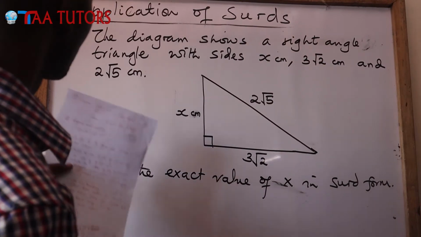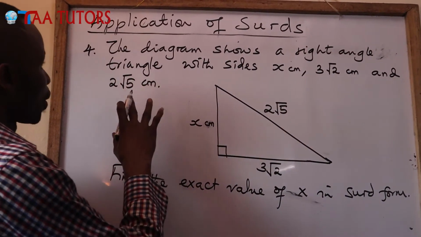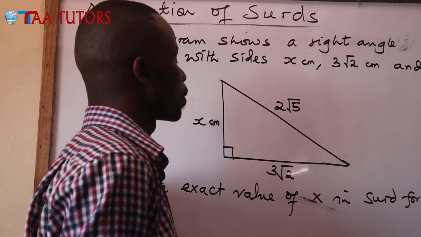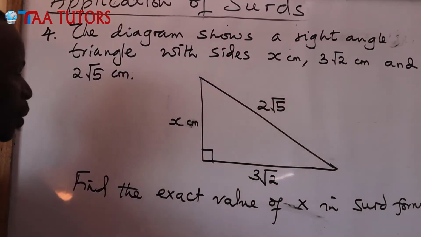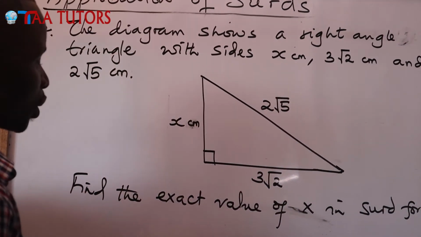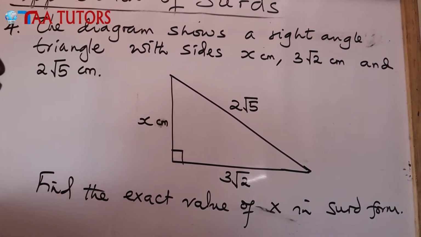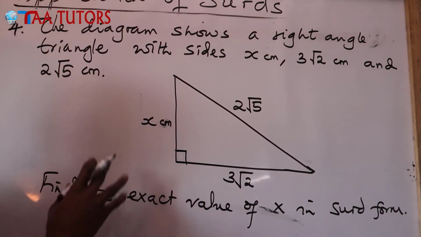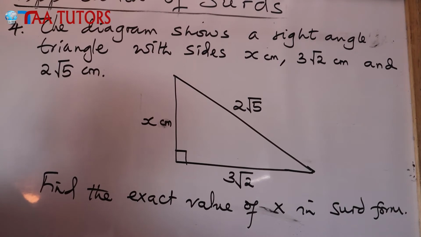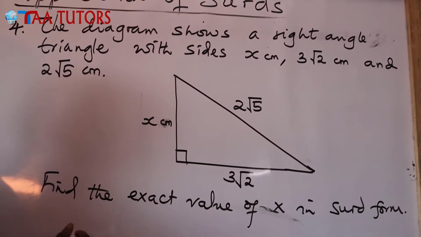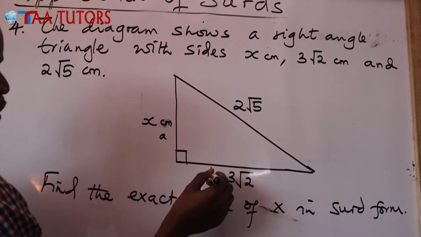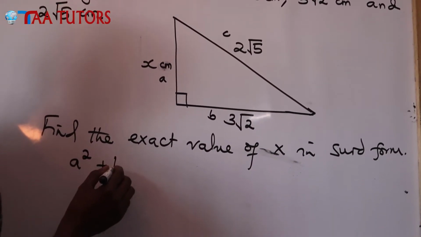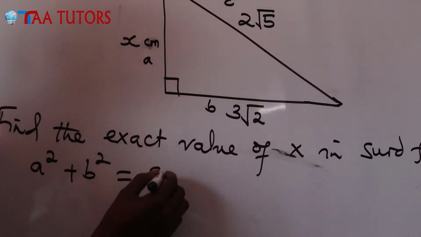So viewers, this is example 4, and example 4 says the diagram shows a right-angled triangle with sides x centimeters, 3 surd 2 centimeters, and 2 surd 5 centimeters. And as you can see in the diagram, this is the equation. We are told to find the exact value of x in surd form. And we know, since this is a right-angled triangle, the best way to get x is what we call Pythagoras Theorem. We know Pythagoras Theorem says if this is A, this is B, this is C, then A squared plus B squared equals C squared.